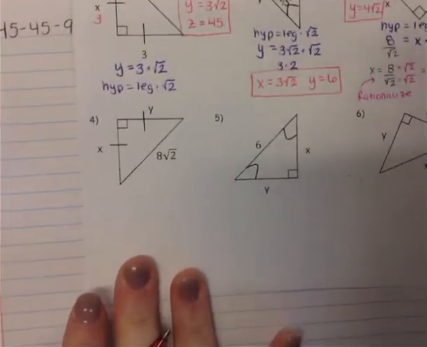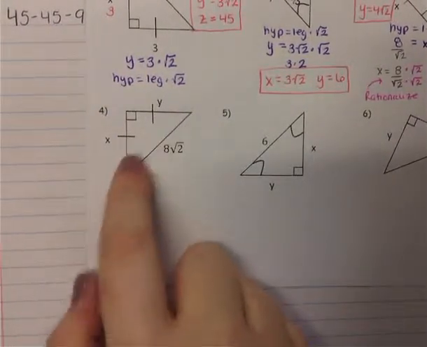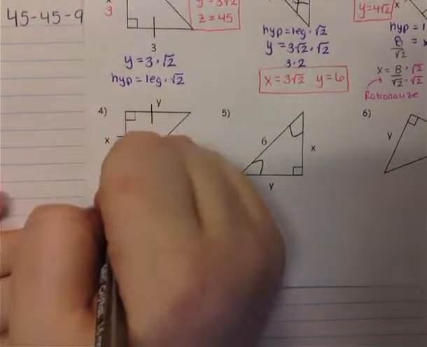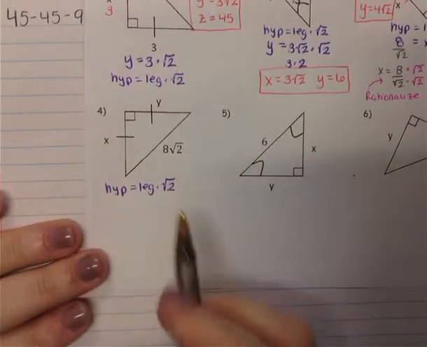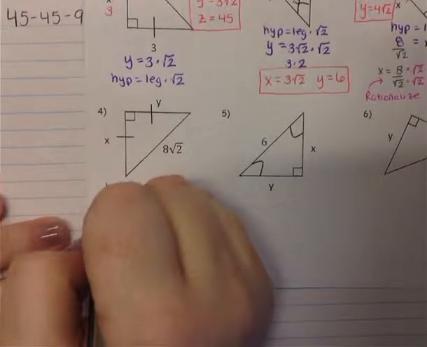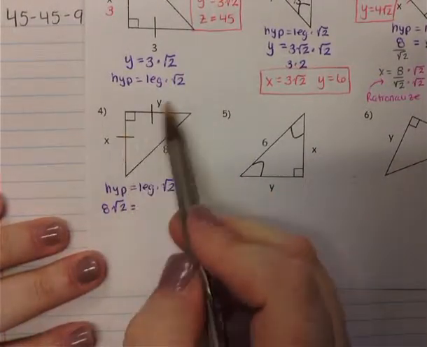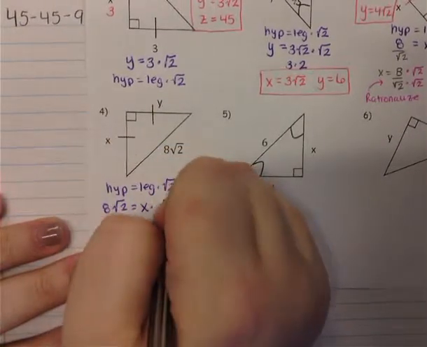On this next problem, number 4, we have two congruent sides. So therefore, this is a 45, 45, 90 triangle. So we can use the equation that the hypotenuse is equal to your leg times the square root of 2. And we look at our problem. We do have the hypotenuse, which is 8 square root of 2. 8 square root of 2 is equal to your leg, again, could be either one, x or y, so I'm just going to pick x again, times the square root of 2.